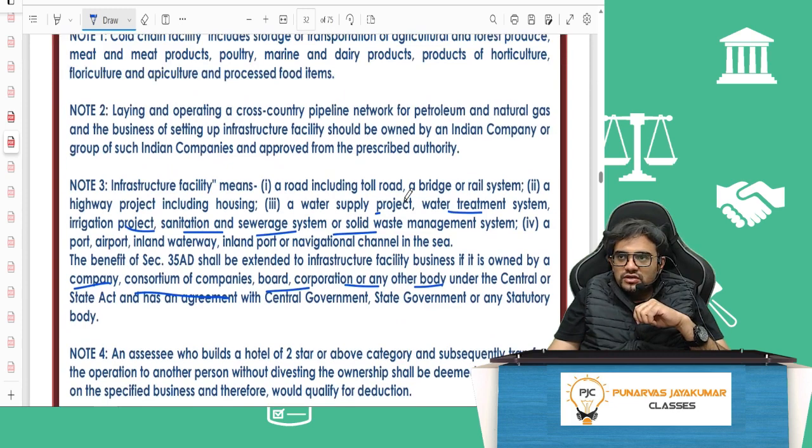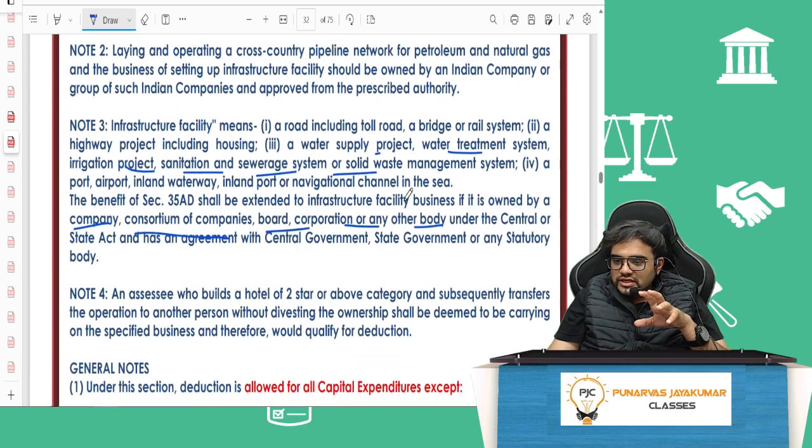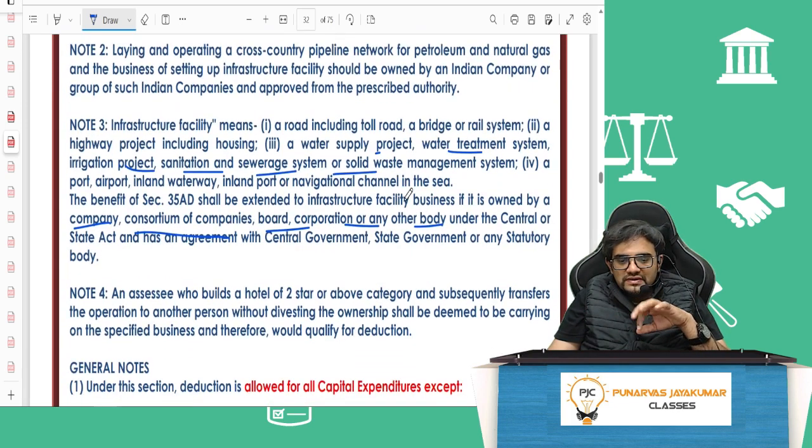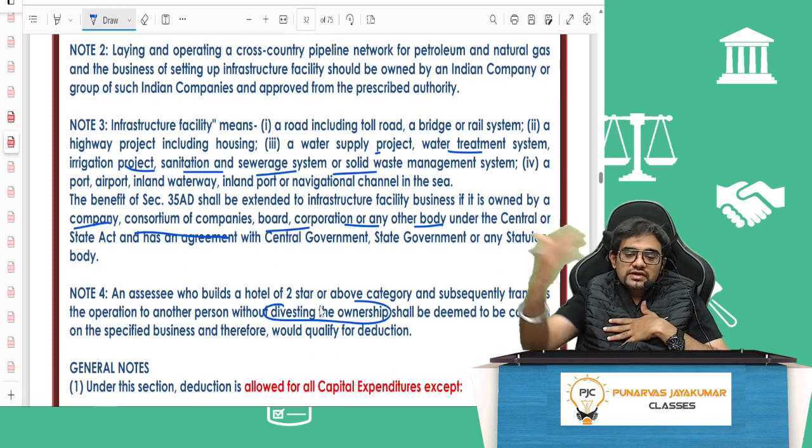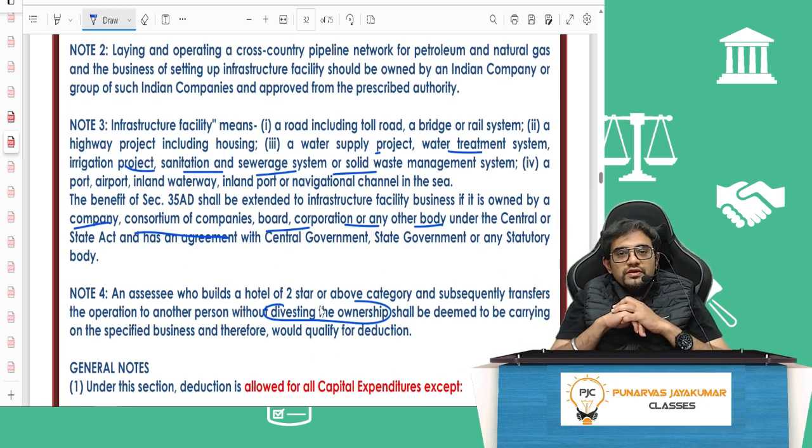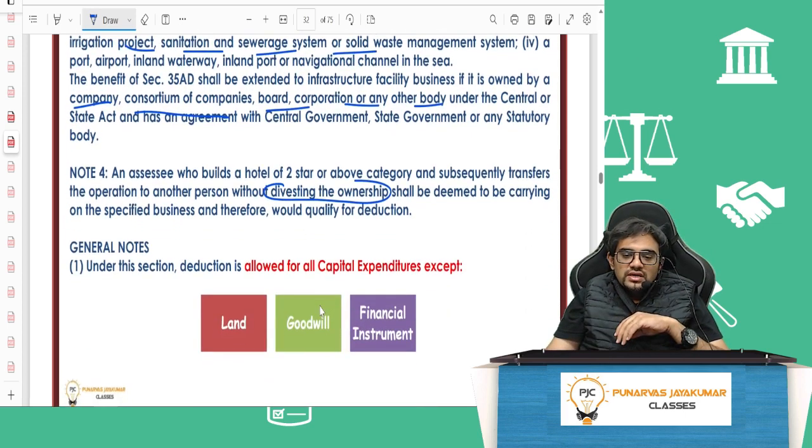Now, if I set up a 2-star hotel, but I cannot maintain it and I subsequently transfer it to somebody else without divesting the ownership, I will hold the ownership, but the management portion I will give to somebody else, then also it will be deemed that I am carrying on the specified business, and hence it will be allowed for deduction.